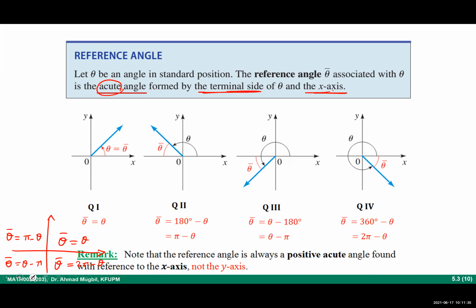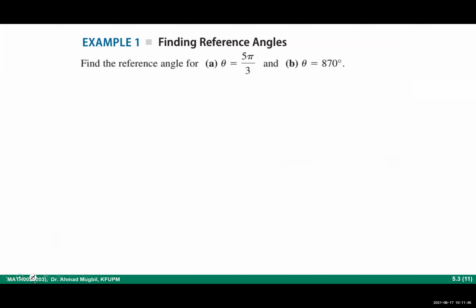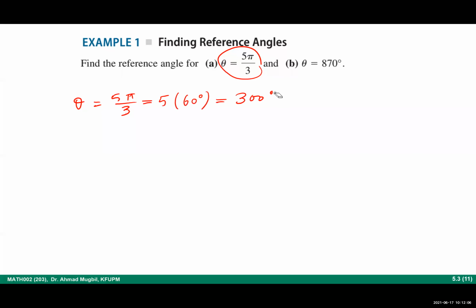Okay. Let's take now an example. This is the warning that I told you about. It is a positive acute angle that is with reference to the x-axis, not the y-axis. Let's find the reference angle for this one. Theta equals 5 pi over 3. I know, ya shabab, most of you prefer to convert this to degrees. So what is pi over 3? It is 60 degrees. So this is 300 degrees. In which quadrant is this angle, ya shabab? Fourth. This is in the fourth quadrant.